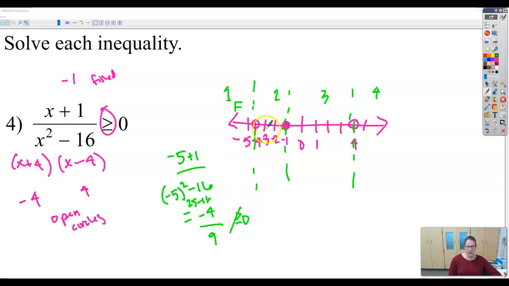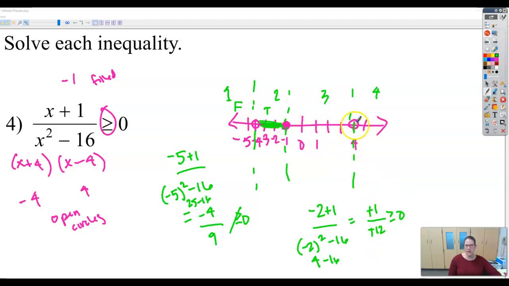In interval 2, I can choose any number in here. I'll do negative 2. So negative 2 plus 1 over negative 2 squared minus 16 is negative 1 over 4 minus 16, which would be negative 12. If I divide a negative by a negative, it becomes positive. So 1/12 is greater than or equal to 0, so this interval is true.